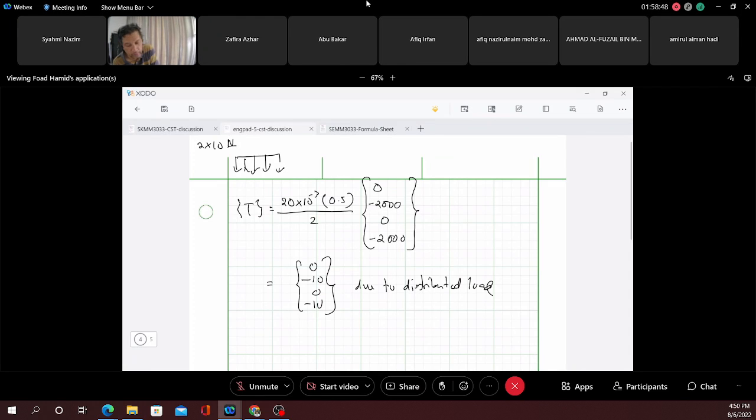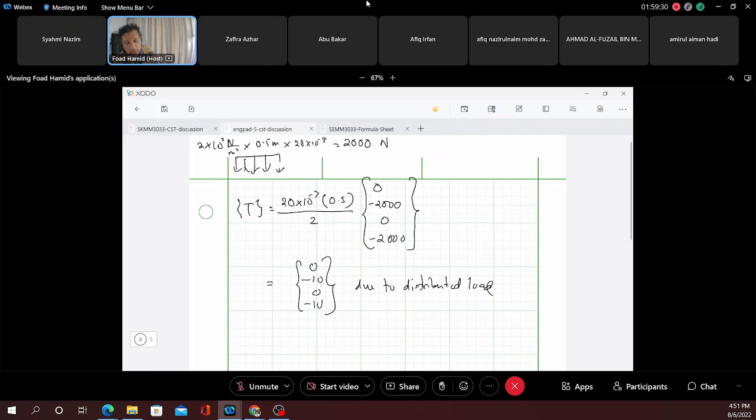Newton per meter square times length 0.5 meter times thickness 20 times 10 to the minus 3, and the total load should be equal to 20 kilonewton. Is it 20 kilonewton or 2 kilonewton? 2 kilonewton, sorry, 2 kilonewton, or 2000 newton.